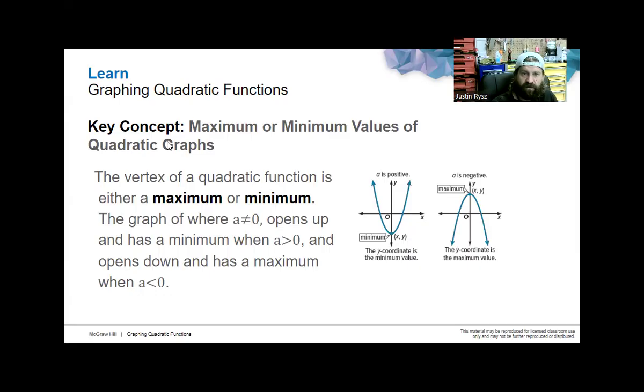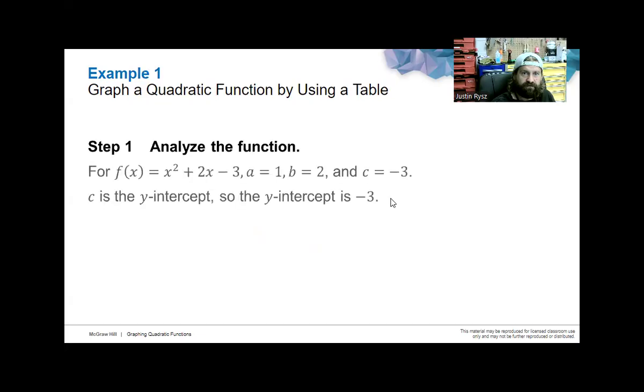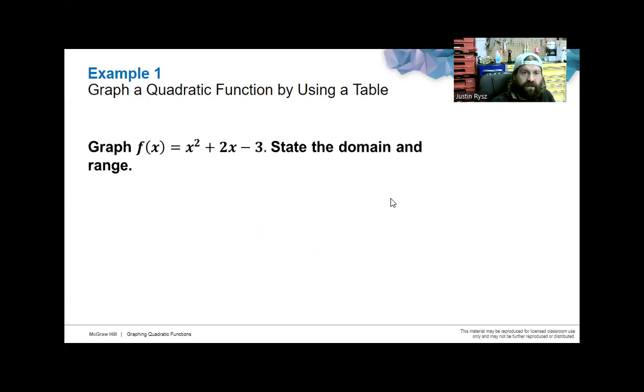So we can determine before we even graph what the equation is going to look like based off of the value of a, whether it's positive or negative. Okay, so if we look at this here, we're going to graph this and state the domain and the range. We have f of x equals x squared plus 2x minus 3.